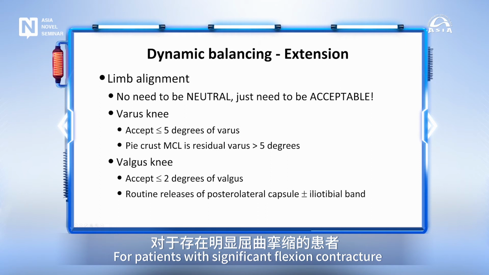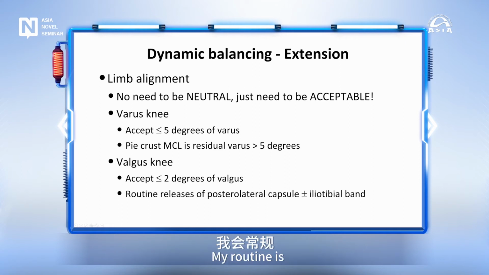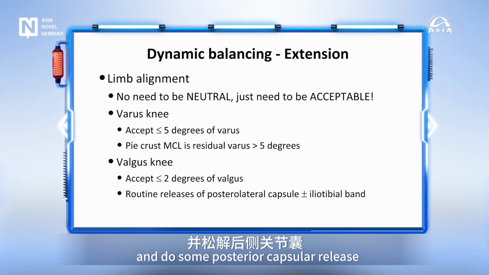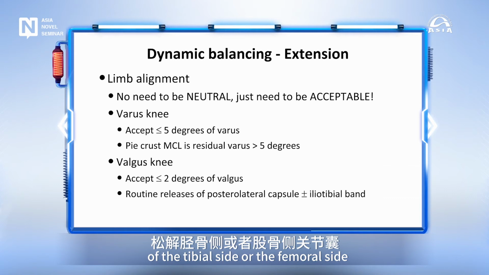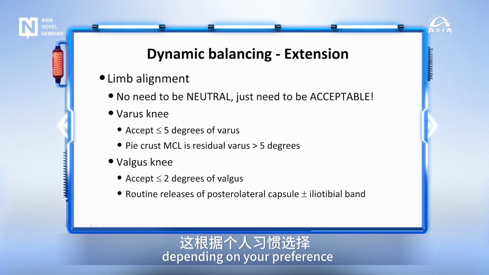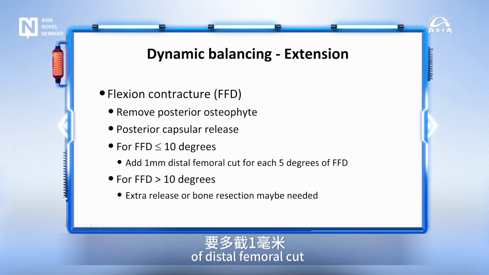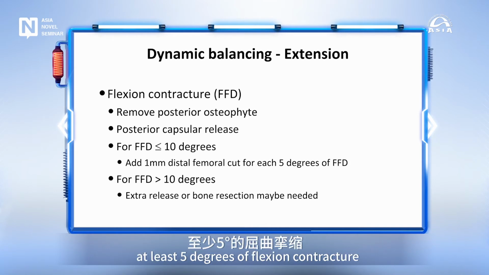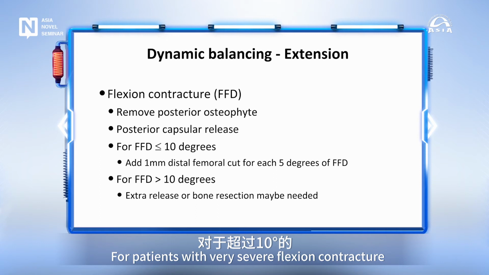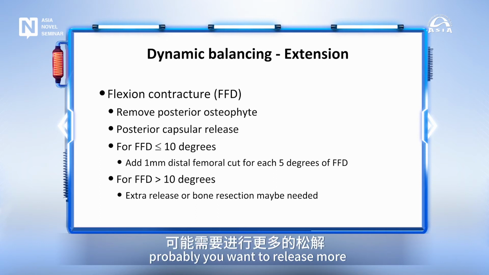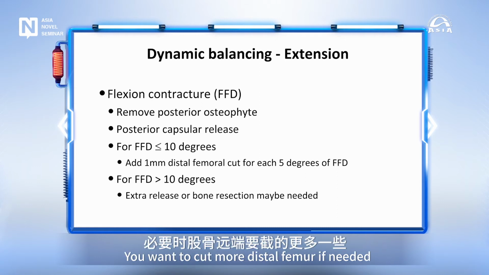For patients with significant flexion contracture, my routine is to remove the posterior osteophytes and do some posterior capsular release. We can do the capsular release over the tibial side or the femoral side, depending on your preference. For patients with less than 10 degrees of flexion contracture, you may want to add 1 millimeter of distal femoral cut, which would improve at least 5 degrees of flexion contracture. For patients with very severe flexion contracture, more than 10 degrees, you probably want to do extra soft tissue release, or cut more distal femur if needed.